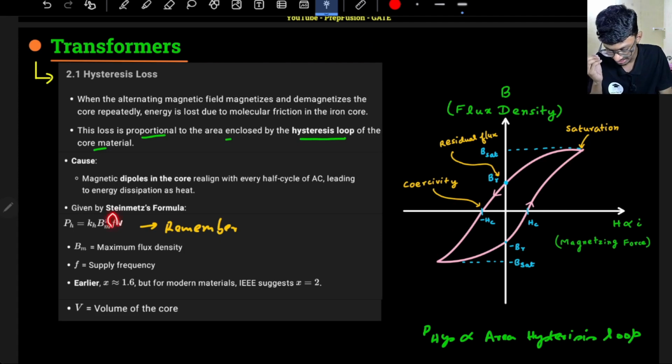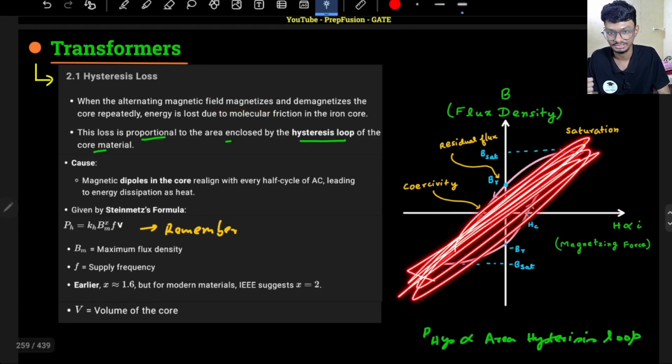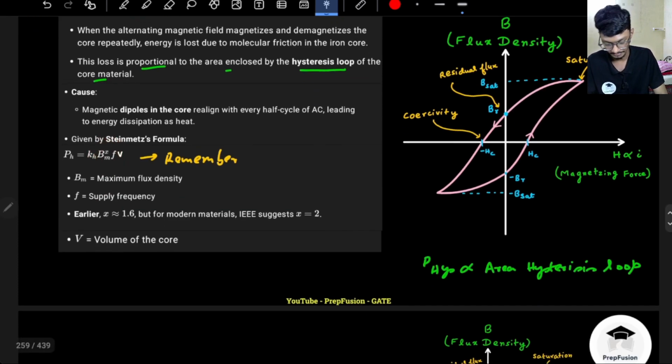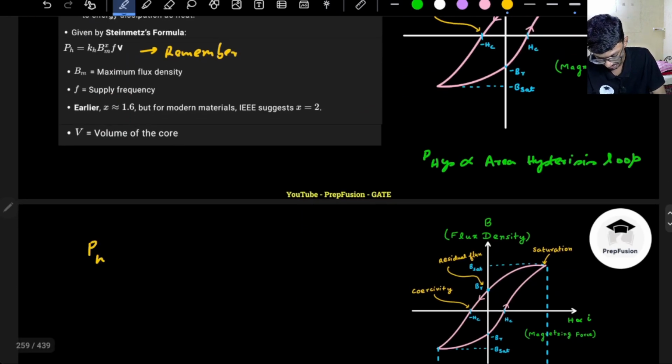It is directly proportional to the frequency. Why is it proportional to the frequency? If frequency increases, that means the current is alternating at a faster rate. That means the field is magnetizing and demagnetizing at a faster rate. So if there is more magnetizing and demagnetizing, of course there will be more hysteresis loss. So as the frequency increases, hysteresis loss will also increase. It is linearly proportional to the frequency. So I will write a few things here. My P_h, hysteresis loss, is linearly proportional to the frequency.